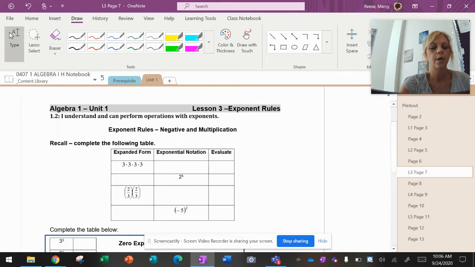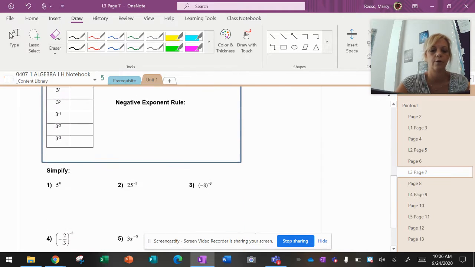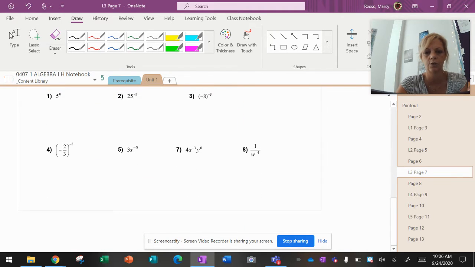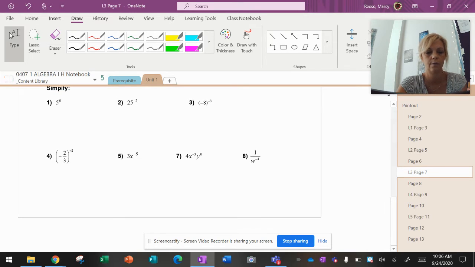Hi guys, we are now on to lesson 3, exponent rules. So we did it in prerequisites, right? We did some quick exponent rules, but the focus really was where the base was a number, okay? So I want to transfer it a little bit more with some variables and coefficients like you're seeing in number 7 or number 5, okay?